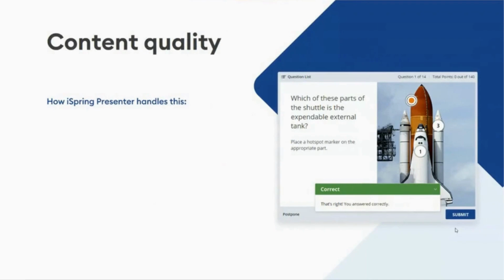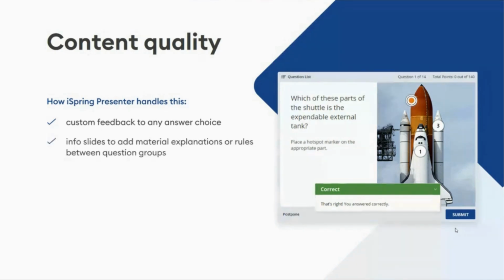You can engage your learner by adding any video you wish to your course: create a new video, insert a video file from your computer, record your screen, add a YouTube video, or insert video through the web object feature. You can also add custom feedback to any answer choice and go deeper into the topic. Use information slides to add material explanation or rules between question groups.